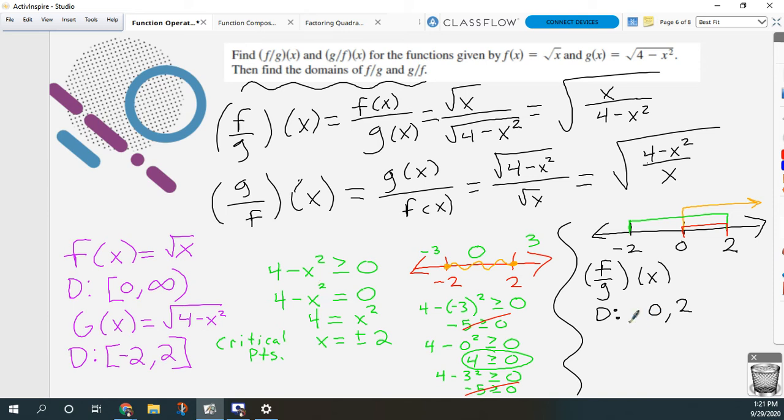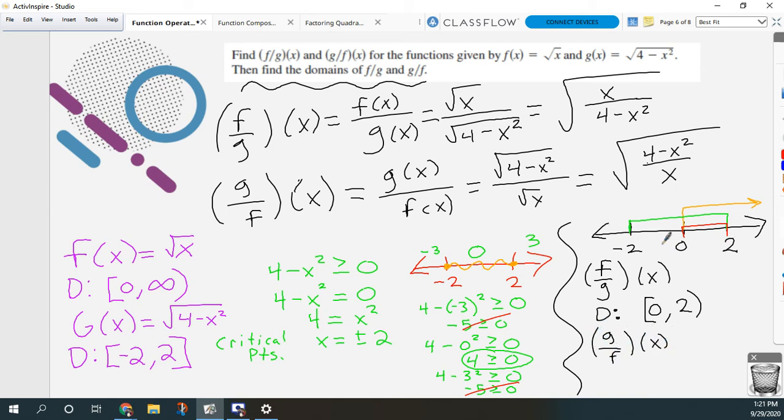Well, -2 is already not included in my domain. However, 2 is included right now in our domain, and we want to make sure that we don't include it. So we're actually going to put parentheses around that instead. And then 0 is going to get the hard bracket because it can be included. It doesn't cause issues.